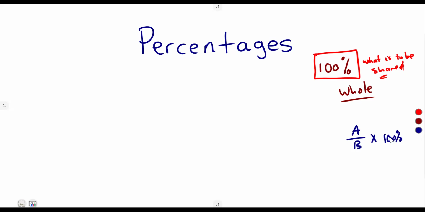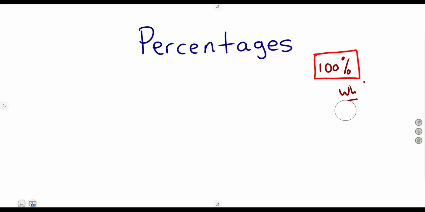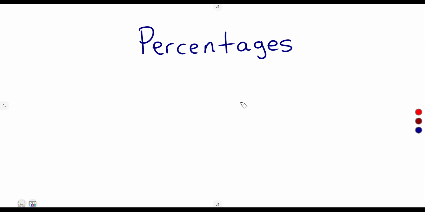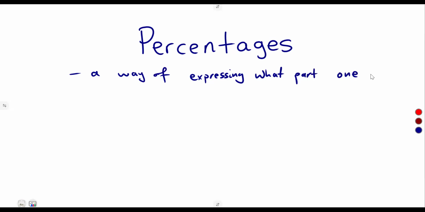So A is going to have that part out of the percentage. So it is the concept of a percentage this time. Let us consider this. It is a way of expressing what part one quantity is of another. So one quantity to another.